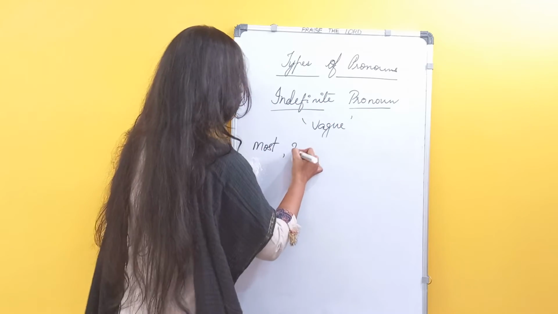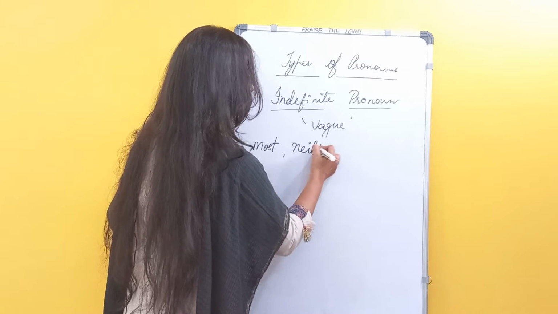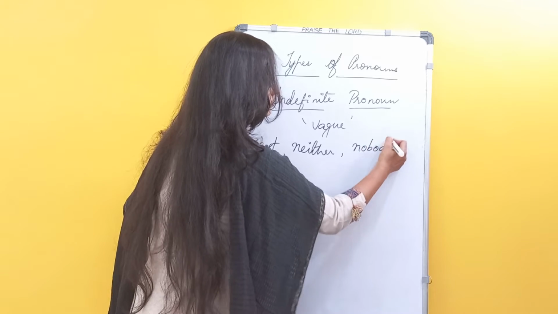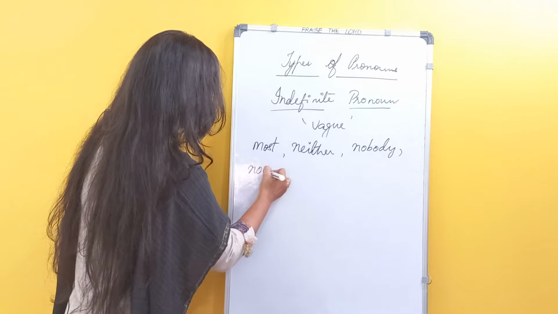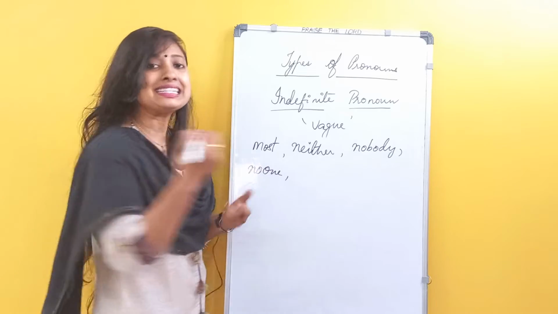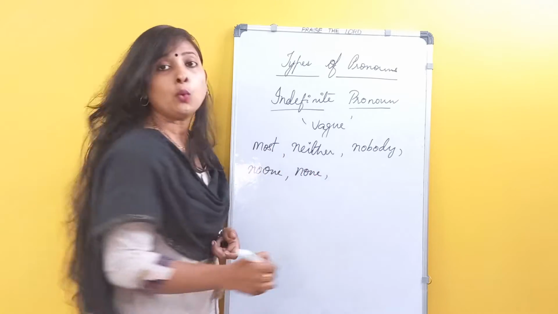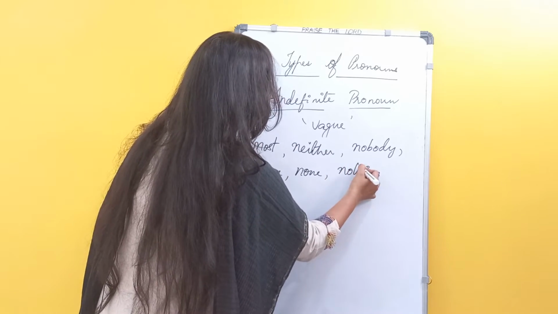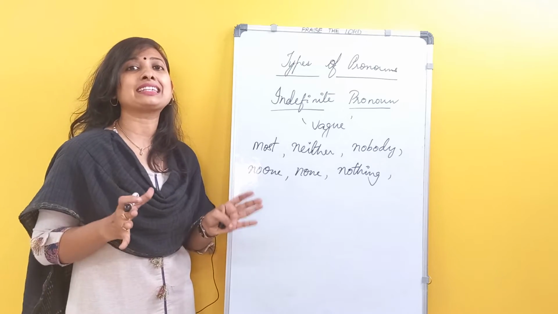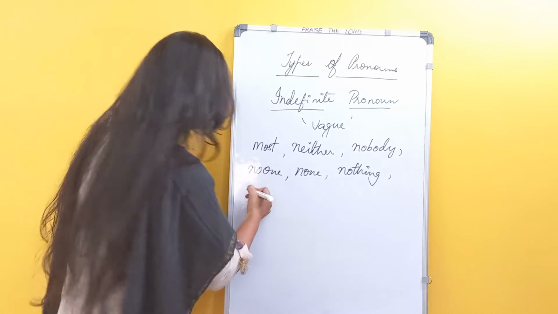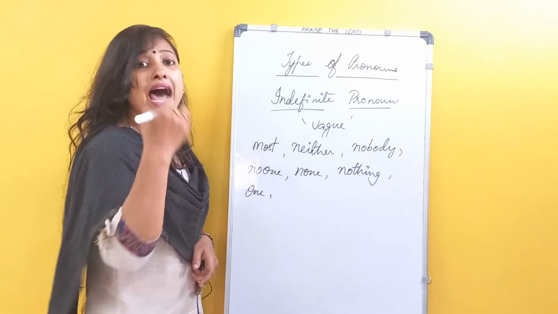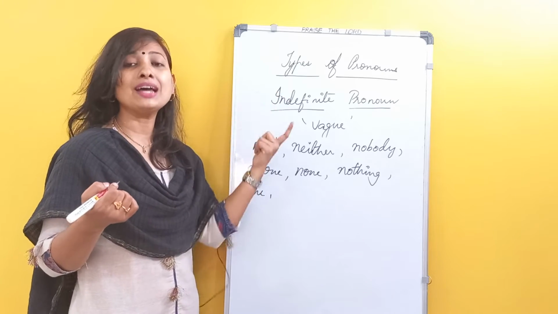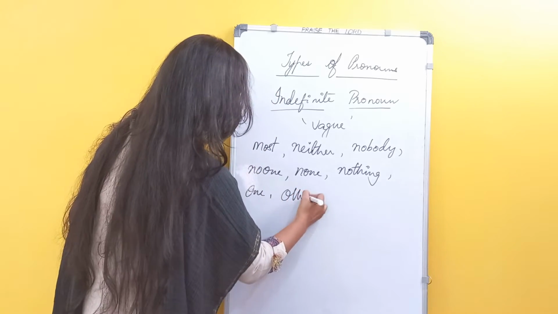Neither, nobody, no one, none, nothing. By listing out these words, you will come to know exactly what these indefinite pronouns are. We'll see with some sentences also. One, other, others. We have seen other, each other, one, others. Others are also there.